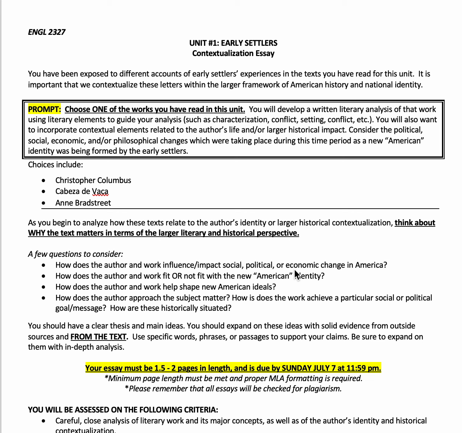So, what you're going to do is choose one of the works that you read in this unit, and develop a literary analysis of that work using the literary elements that you've seen and discussed to help guide your analysis, whether that's characterization or conflict or syntax, etc. You'll want to make sure that you incorporate some elements related to the biography or historical elements and how that historical impact was seen.